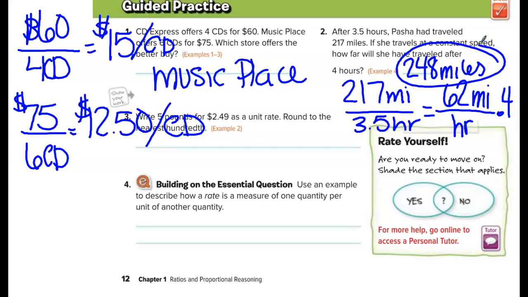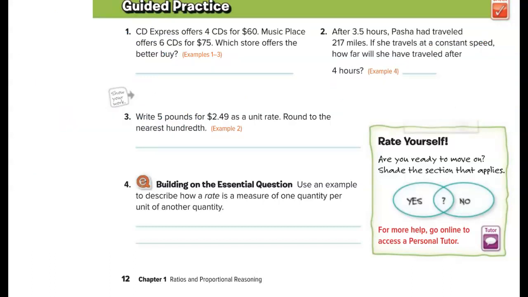Okay. Number 3. Write 5 pounds for $2.49 as a unit rate. Round to the nearest hundredth. When we are writing it as a unit rate, what does the denominator always have to be? 1. So Addie, how did you write the original rate?